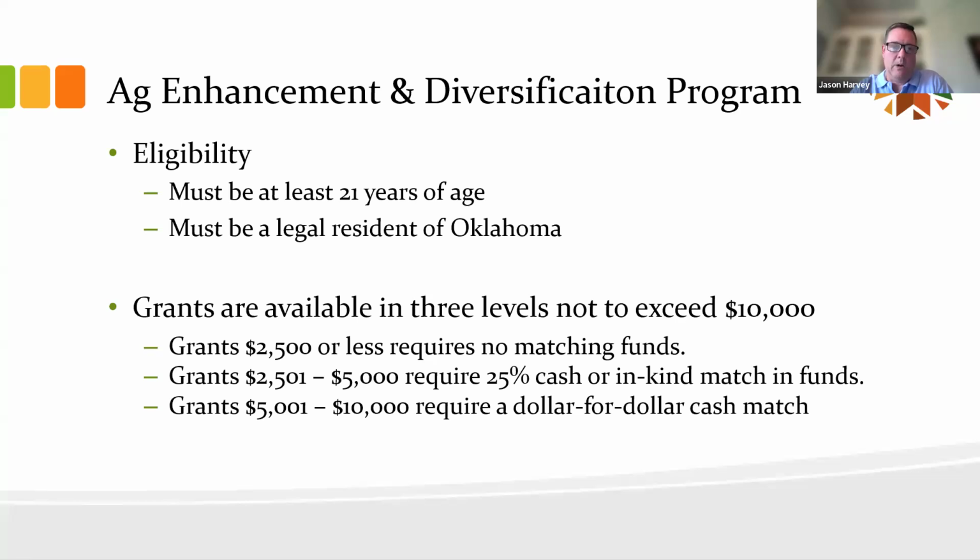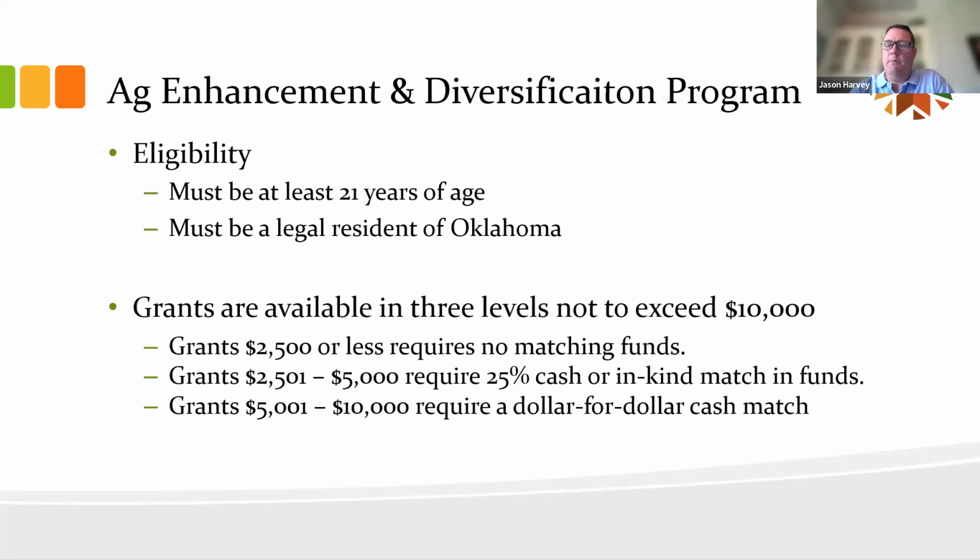benefit our folks. As you can see, we're mainly going to talk about the grants here today, but our grants are set up in 3 different levels of funding. So said earlier there, the maximum a grant can be is $10,000 in nature. We look at our grants as if it's $2,500 or less, it's just an outright grant. There's no matching required from you as the applicant. The middle section there, that $2,501 to $5,000 level, requires a 25% cash or in-kind match in funds.